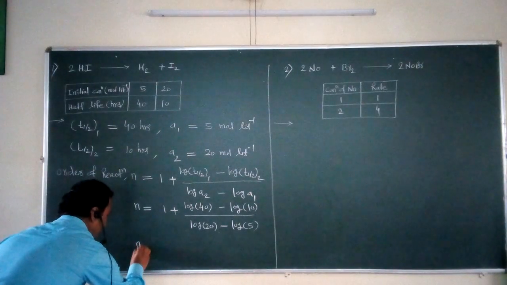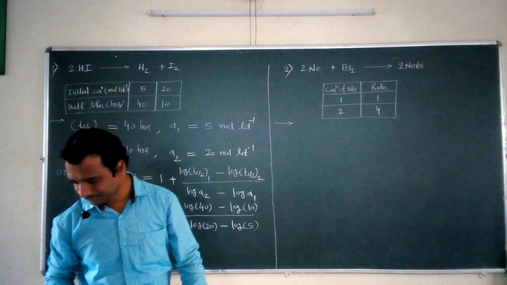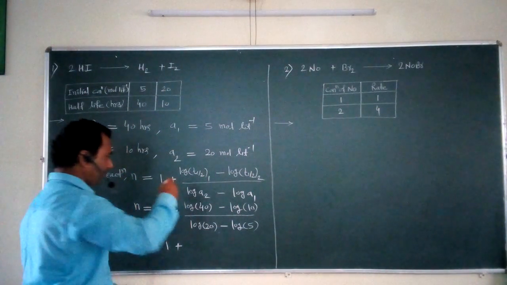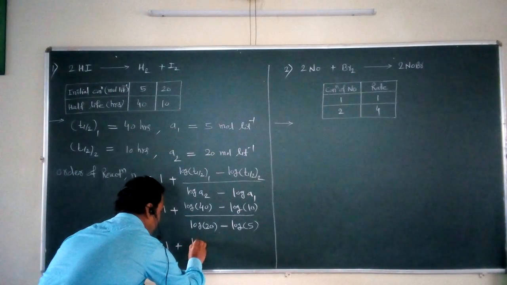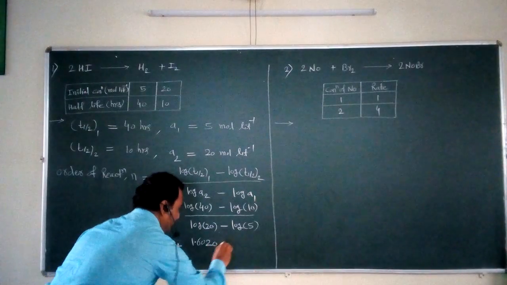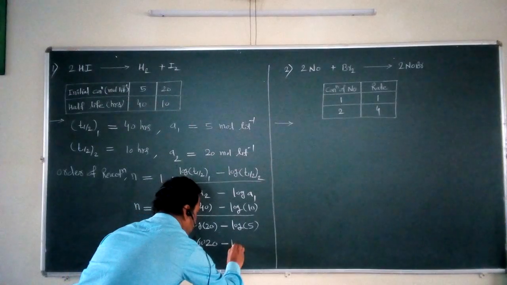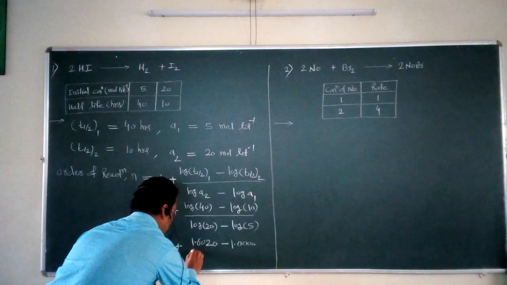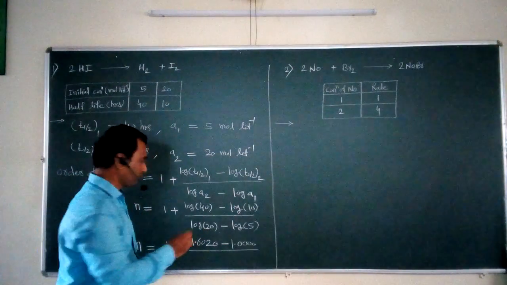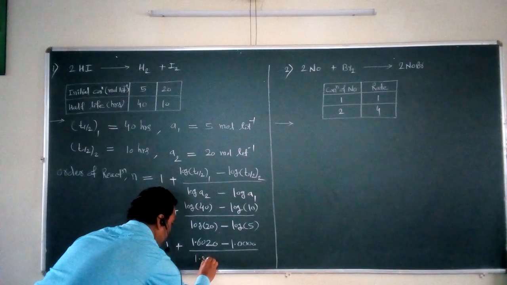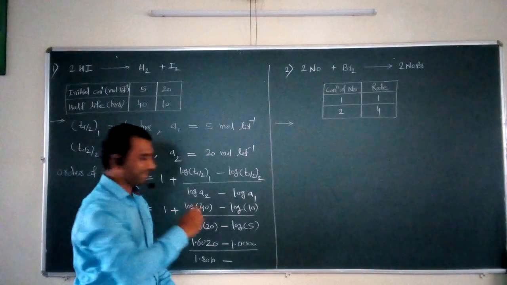So n is equal to 1 plus, this log 40 comes out to be 1.6020, minus log 10 which comes out to be 1.00, divided by log 20. What is log 20? It is 1.3010, minus log 5 which comes out to be 0.6990.